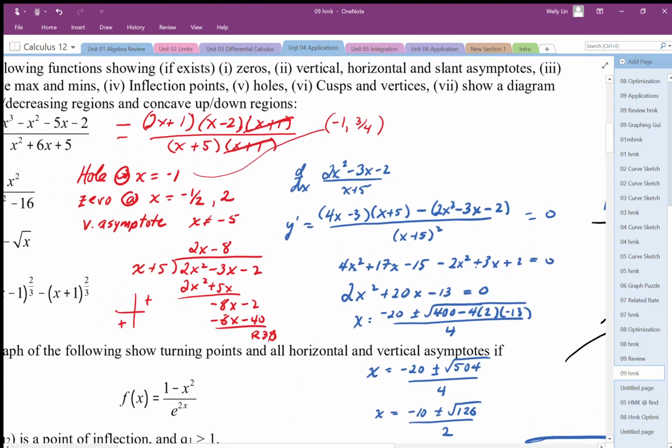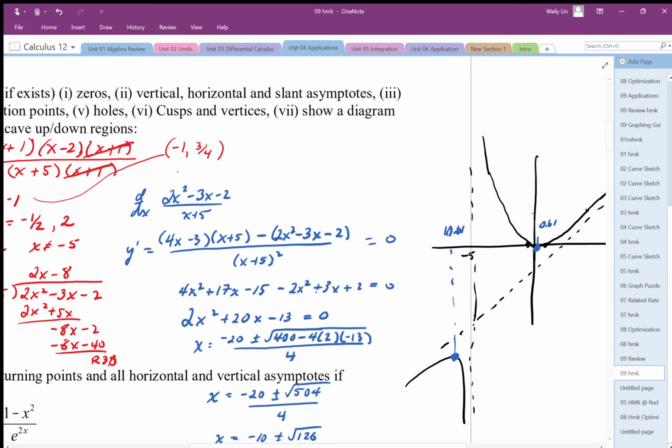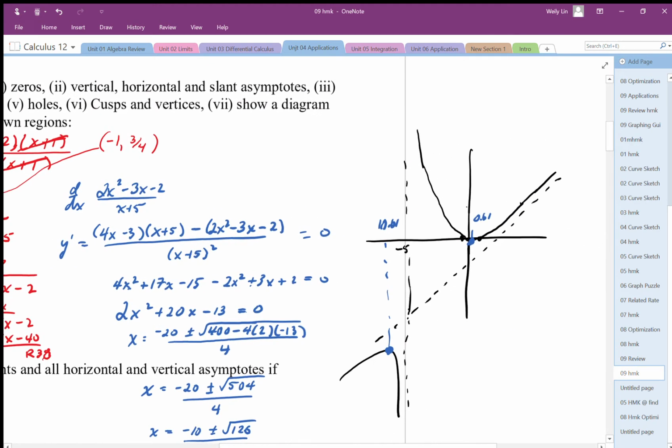For that question number 3A, I did forget about the hole. There was a hole at -1, 3/4. So somewhere around here there is a hole, and that coordinate is at -1 and +3/4 as the y coordinate. Now the scaling's not that great on here, but these are the details. As long as you can show those details, that's fine.